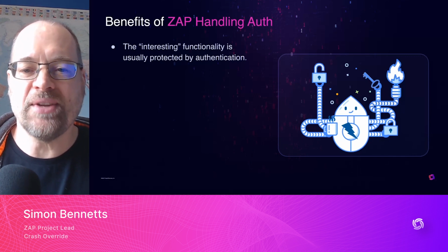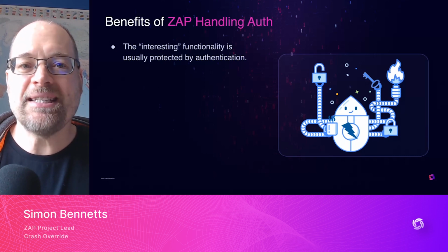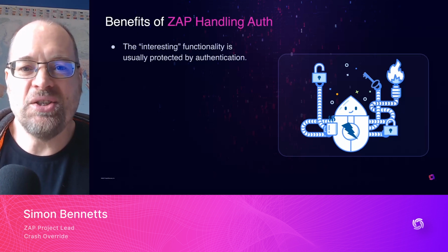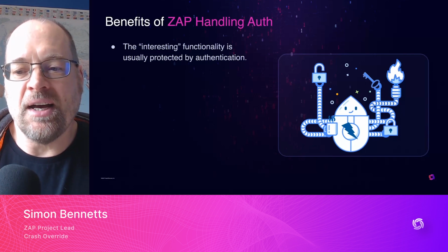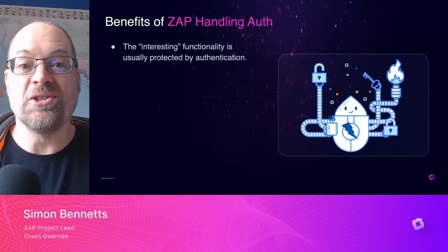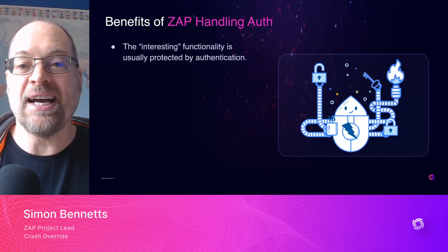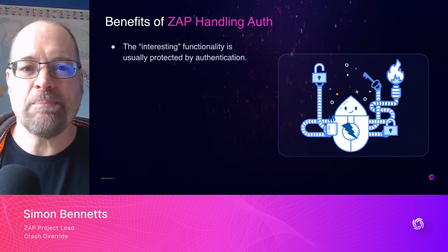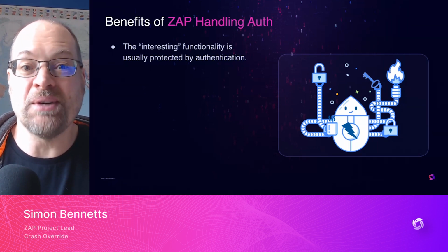And if ZAP can't authenticate as part of its automated scanning, then you won't be testing all of the interesting things, all the things where there might be cross-site scripting, SQL injection. Those sort of things are usually found in parts of the application which allow you to do things, submit data, change things, and that is usually protected by authentication. So if ZAP isn't doing an authenticated scan of your application, it's probably not doing much of use.